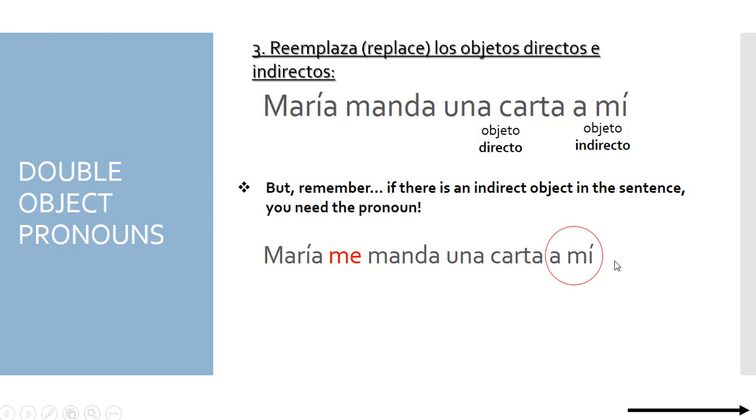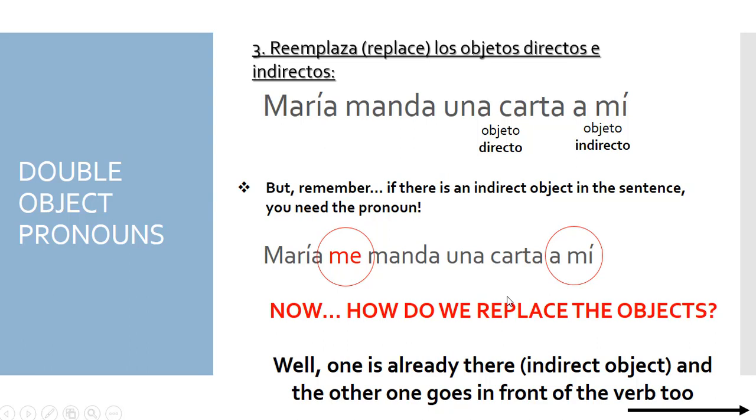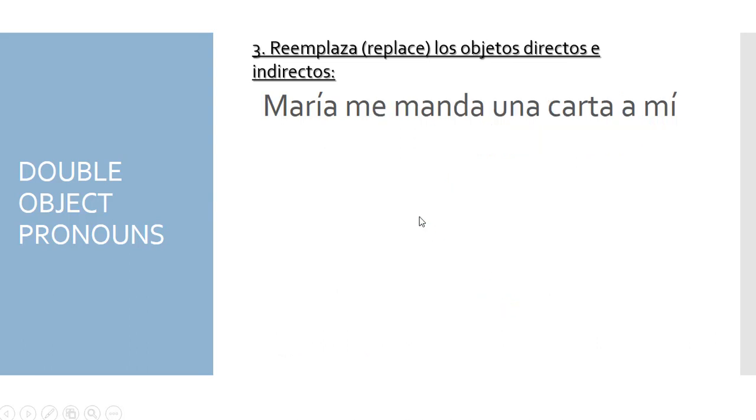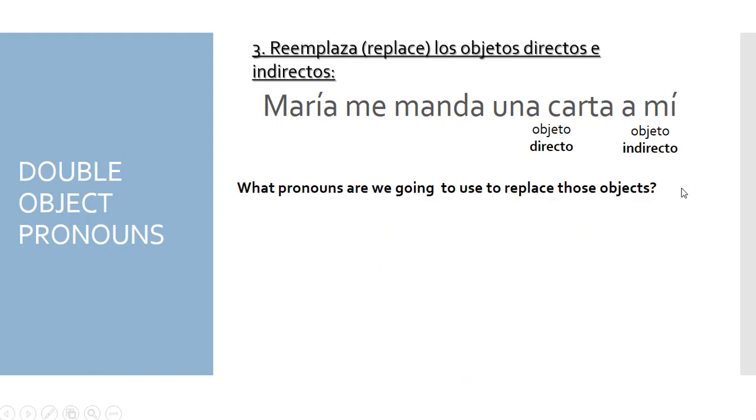Now, where do we go from here? We know the different parts. We have the indirect object, the direct. What do we do? Well, how do we replace them? One is already there. We have one pronoun already there, right? The indirect object pronoun. And what about the direct object? Where do we have the pronoun if we want to replace this and not use the object? Let's see. María me manda una carta a mí, same example, objeto directo, objeto indirecto. What pronouns are we going to use? One, we already have it. We already have one there. Me, if it's a mí, is me.